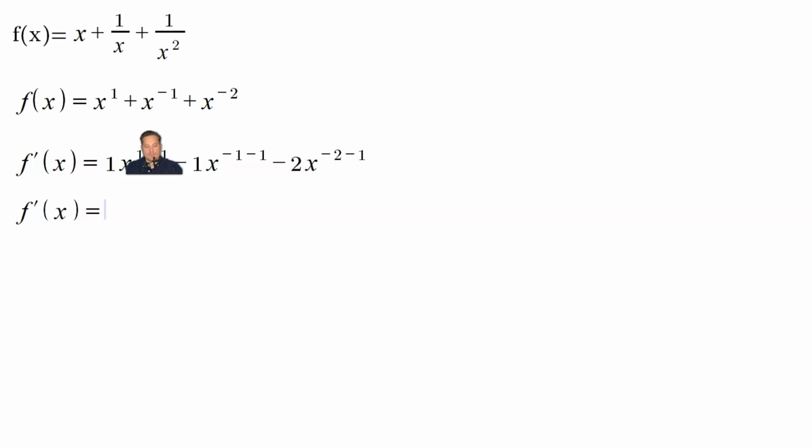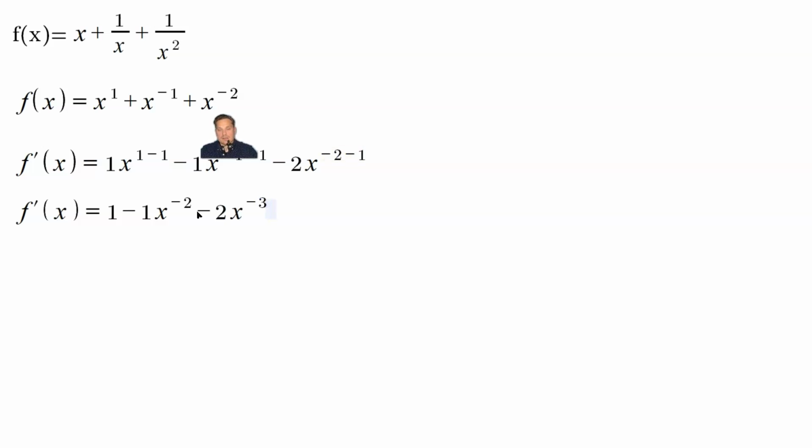X to the 0 is 1. So in other words, this first term, 1 times x to the 1 minus 1, just becomes 1 in this position for that reason. For the next one, I'm going to have minus 1x to the negative second. For the next term, it's going to be, let's see, negative 2 here. So negative 2 and then x to the negative third.